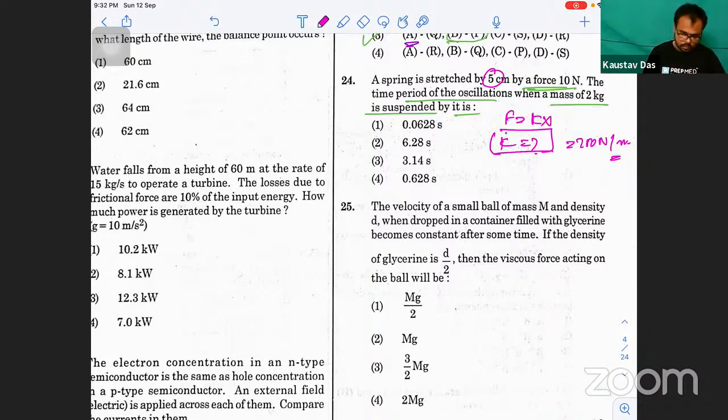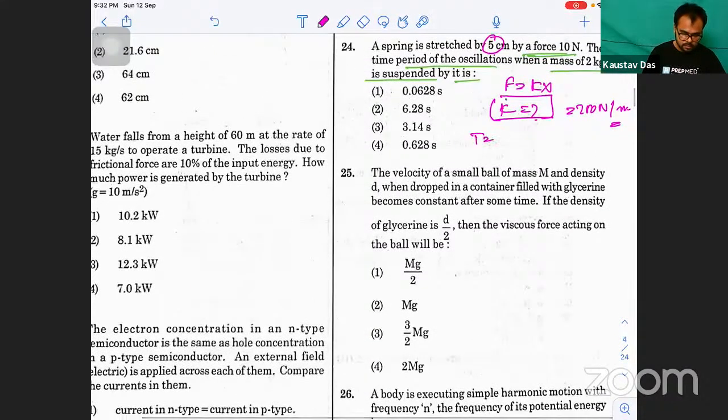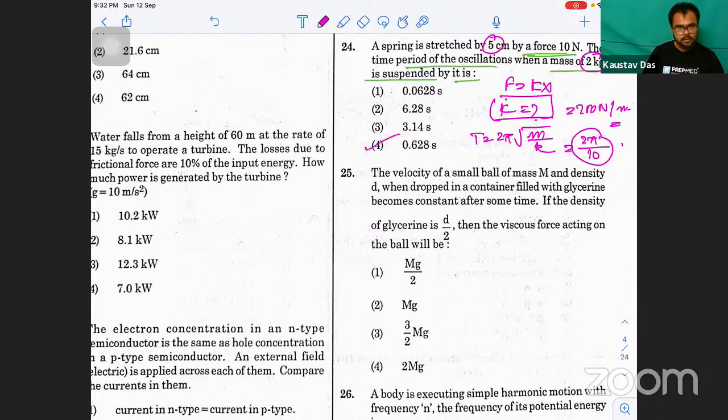And the moment you get the value of k, the time period is expressed as 2 pi root over of m divided by k. And if you put those values, like mass is given as 2 kg, k is given as 200, we are getting the answer as 2 pi divided by 10, which is approximately equal to 0.628. So here we go with option number 4 as our correct answer.